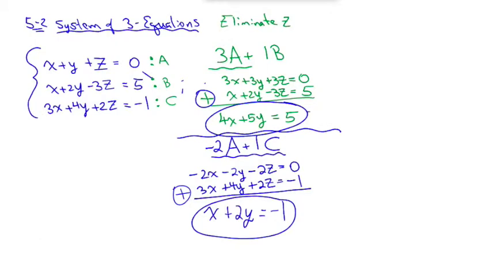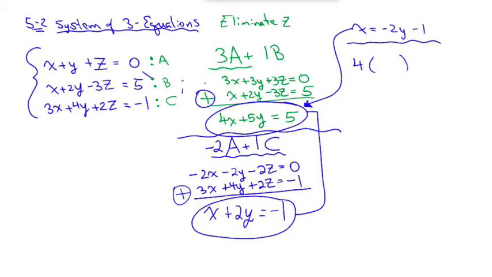Okay, so I'm going to take these two equations and do substitution. If I solve for x, you get x is equal to -2y minus 1, and I want to shove that in. So that's going to become 4 times something plus 5y is equal to 5.